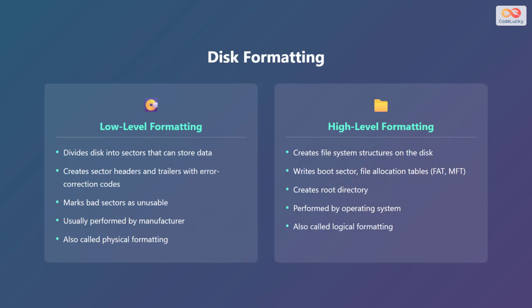Next, we will examine disk formatting. Disk formatting is the process of preparing a storage device for use by an operating system. There are two primary types of formatting: low-level formatting and high-level formatting. Let's explore each in detail.